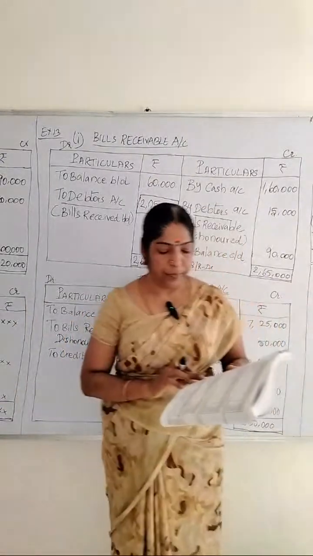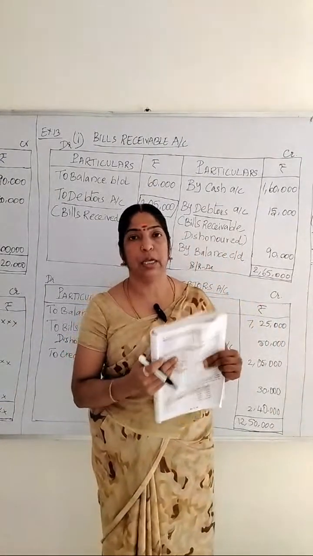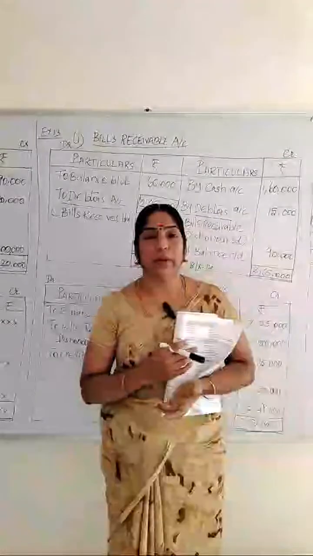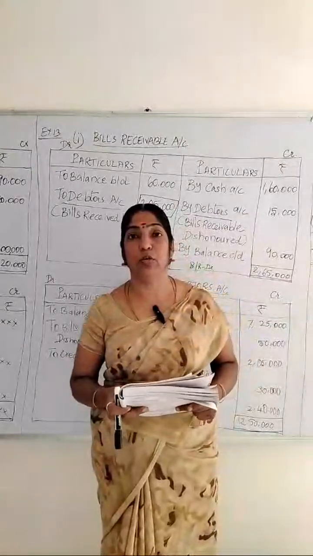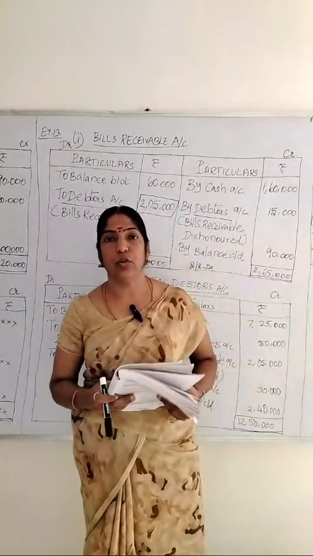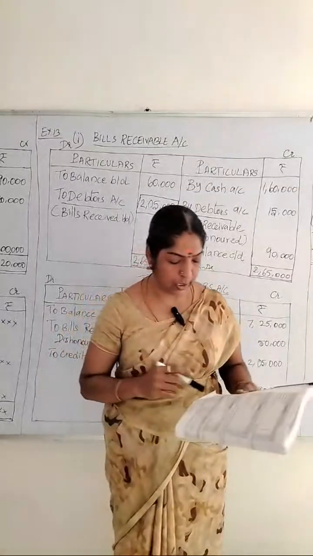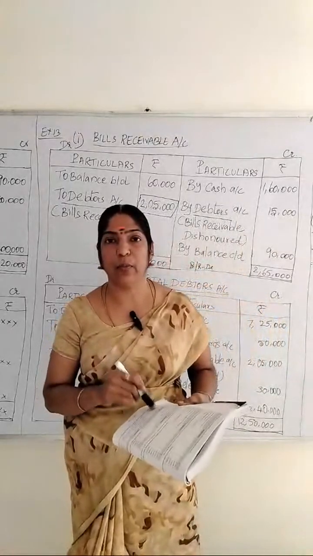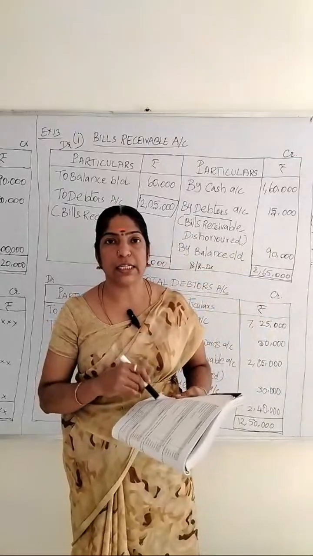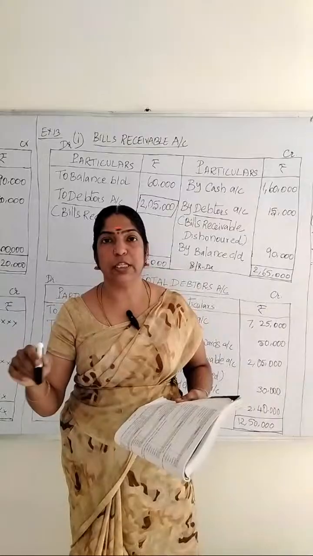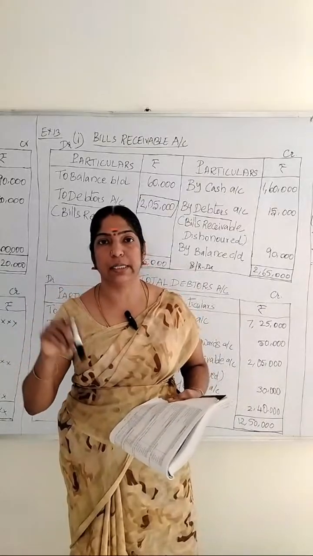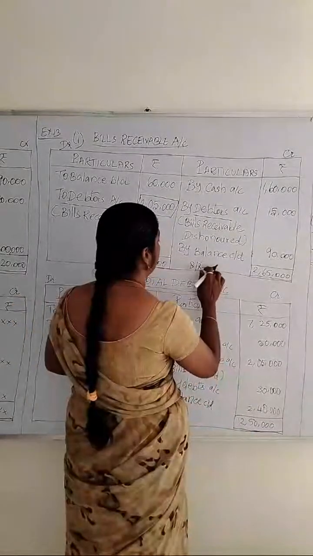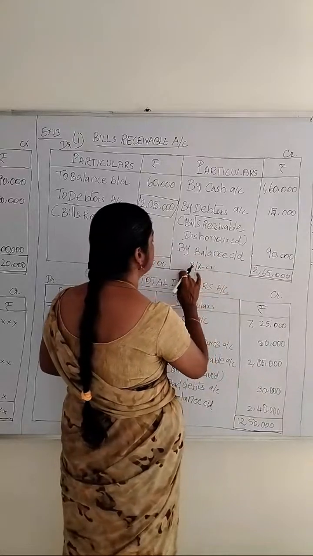Then cash received from debtors. They clearly gave cash received from debtors. So cash received from debtors goes to which account? The total debtors account, credit side. So you are going to write D. Then cash received from bills receivable. This cash was received from bills receivable, so it goes to the credit side. You are going to mark it BR hyphen CR. CR means bills receivable, credit side.